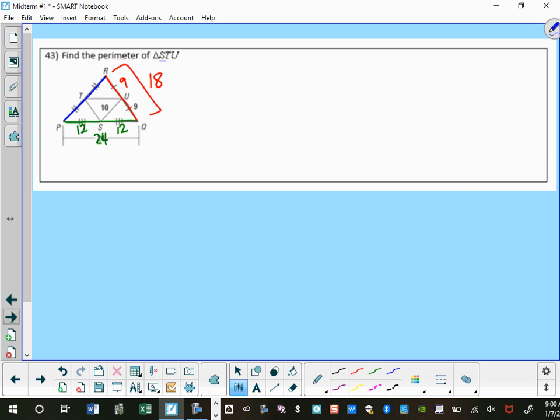PR, be careful. PR is going to be what? Let's look at this 10 here. That mid segment is 10. So that means that each piece is 10, which makes the whole side what? 20. Now can I find my perimeter? What are your outside numbers? 20 plus 18 plus 24. Okay, there you go. 62.